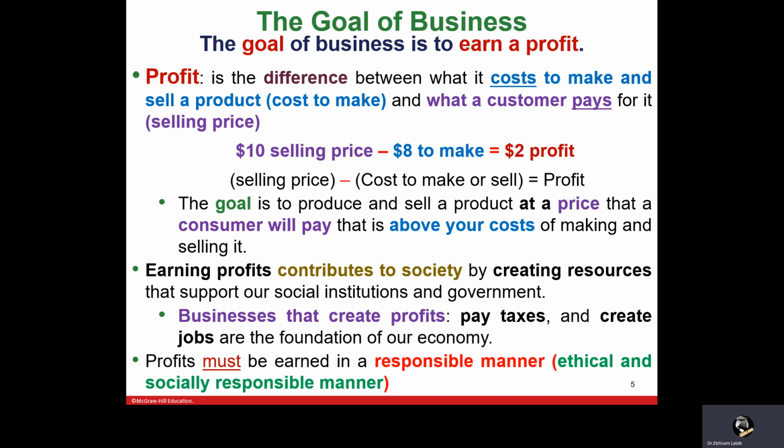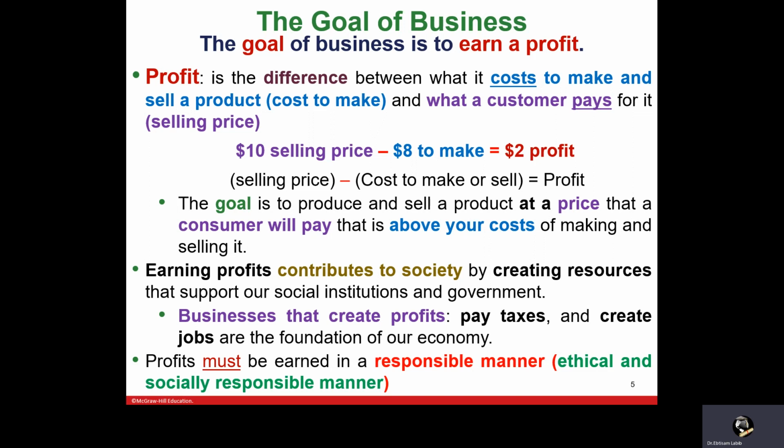Earning profits is beneficial to the whole society. It's not just beneficial to the business that is being profitable. Why? Because when the business creates profits, they will be able to pay taxes, and they will create jobs for the individuals who live in that society. That's why we say that earning profits contributes to the society.